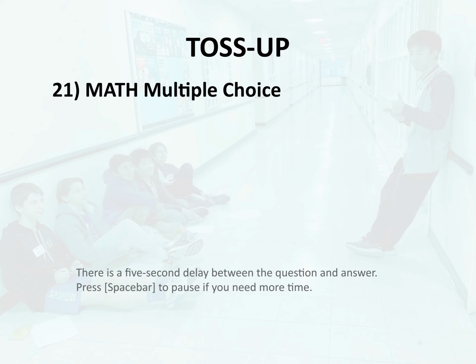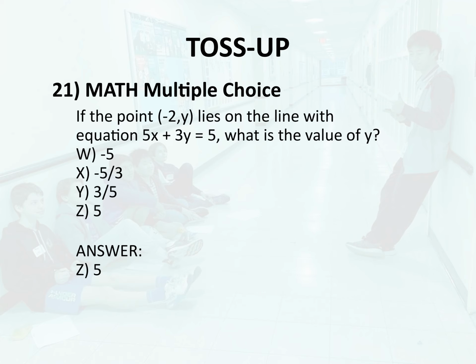Toss-up 21. Math. Multiple choice. If the point (-2, y) lies on the line with equation 5x plus 3y equals 5, what is the value of y? W. -5, X. -5 over 3, Y. 3 over 5, Z. 5. Answer: Z. 5.